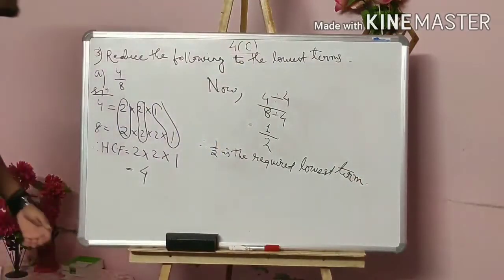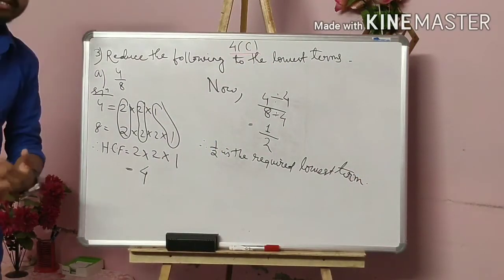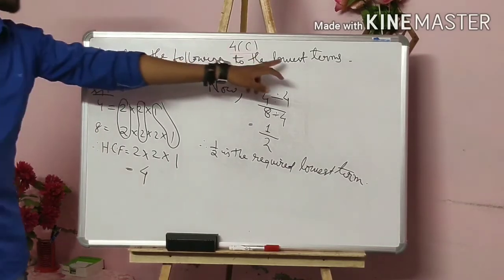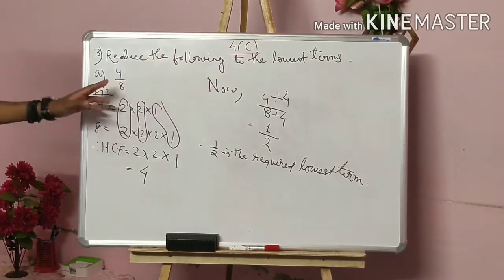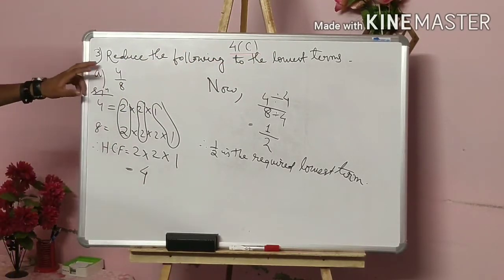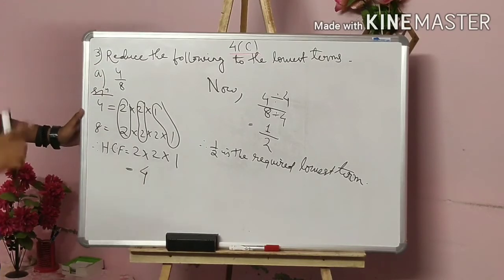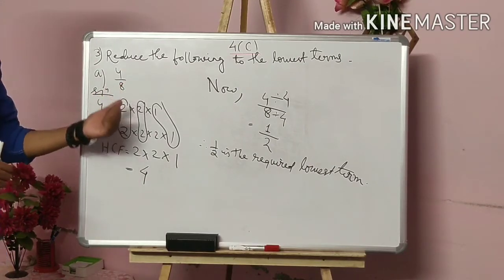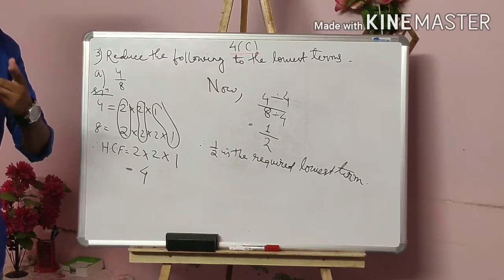Got it? So now I am repeating this one again for you all. 4 by 8 is there and we have to convert it into the lowest form. So we are going to do this with the help of question number 1. There are only 2 steps. First, find the HCF. Second step is what? Whatever HCF you have got, just divide the fraction with the help of that HCF.